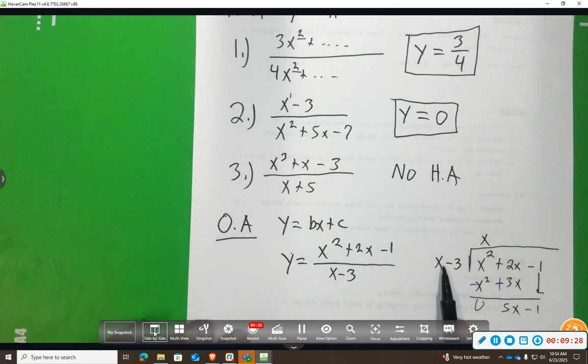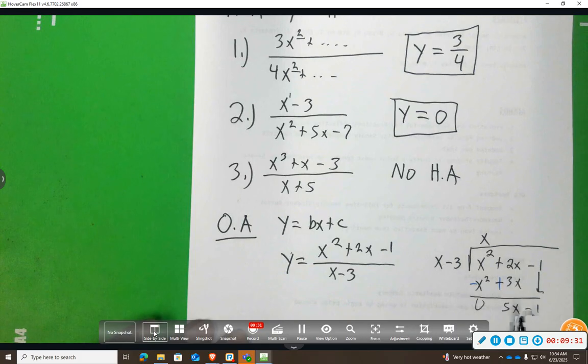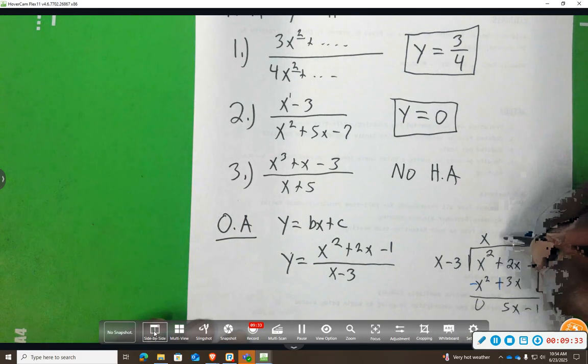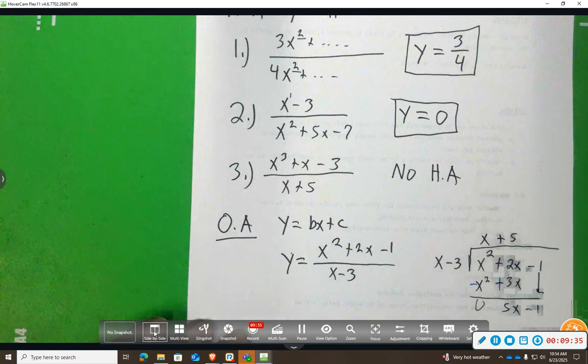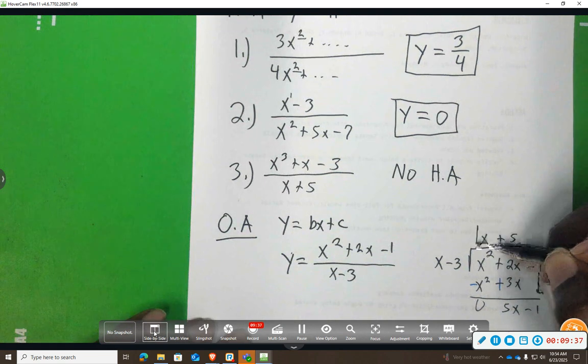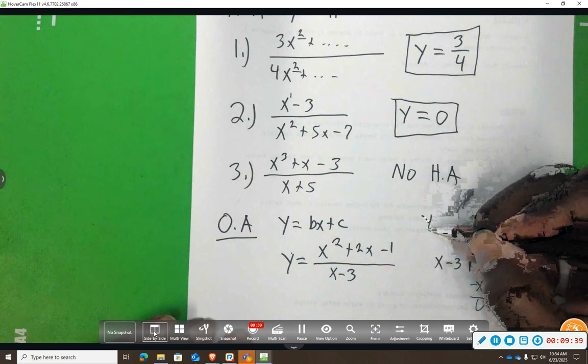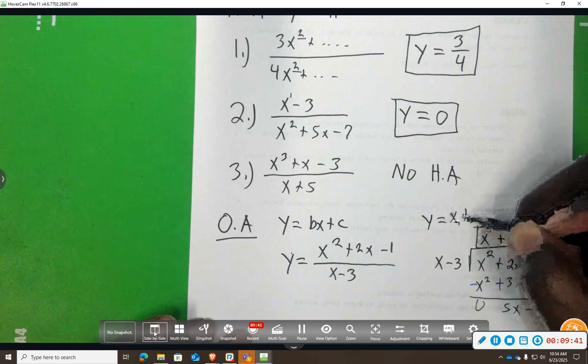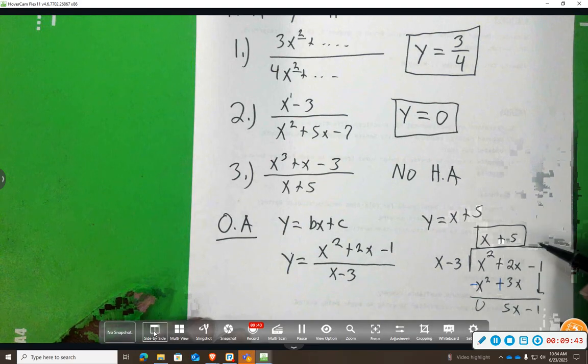And again, I just focus on this. I want my x to be 5x, so I need to multiply by 5. So I will say plus 5. Okay, at this point, we are done. This is my slant asymptote. Y equals x plus 5. Okay, you keep going. It doesn't matter.